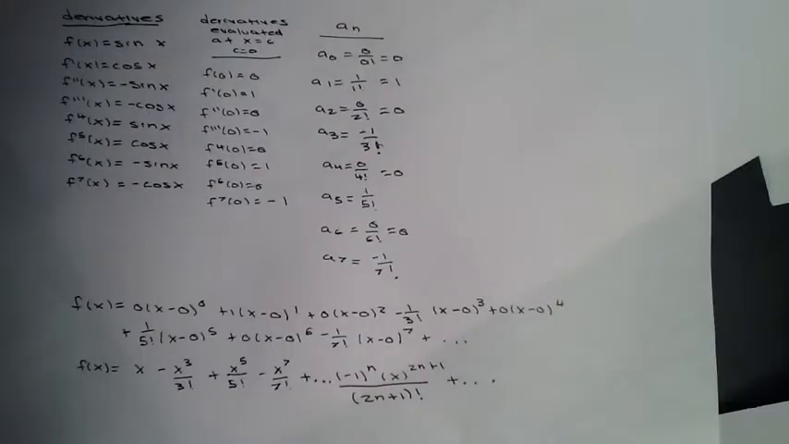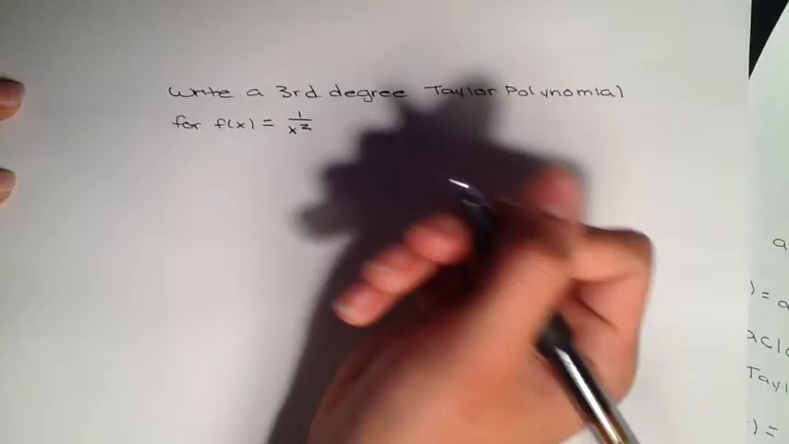So this simplifies to f of x equals x minus x cubed over 3 factorial plus x to the 5th over 5 factorial minus x to the 7th over 7 factorial plus the general term, which is negative 1 to the n times x to the 2n plus 1 over 2n plus 1 factorial.